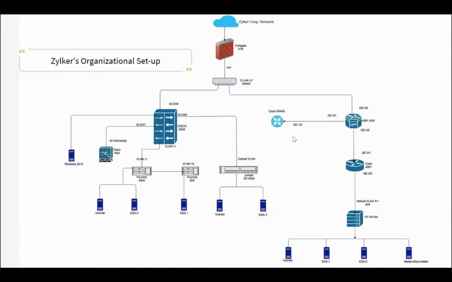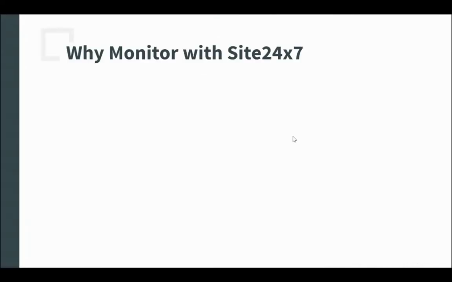As we can see, the organization has to manage multiple layers of virtualization, from ESX or ESXi hosts, VMs, vCenters to physical servers, and ensure all of their performance is intact. Because any amount of unavailability or performance degradation can turn out to be expensive and cause a serious impact on Zilker's reputation and business. This is solved by monitoring their entire environment with Site 24/7. Let me tell you how.